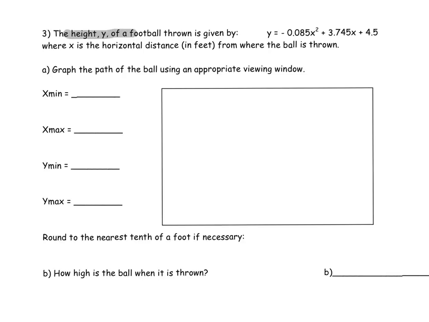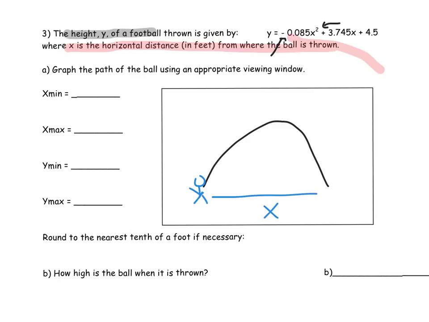The height y of a football thrown is given by this equation, where x represents the horizontal distance in feet from where the ball is thrown. It's a parabola because I have an x squared, and since the leading coefficient is negative, I'm going to have a parabola that opens downward. So basically, a person is throwing this ball, x is the horizontal distance, and y is going to represent the height of the ball.